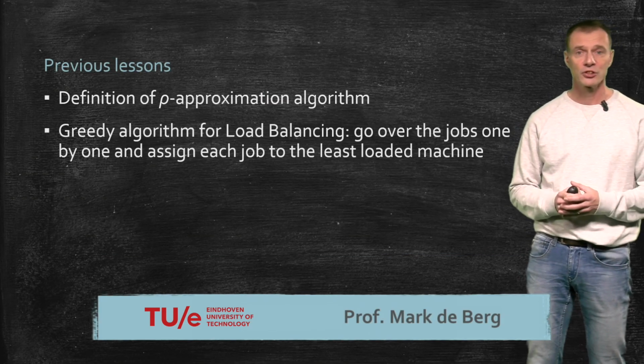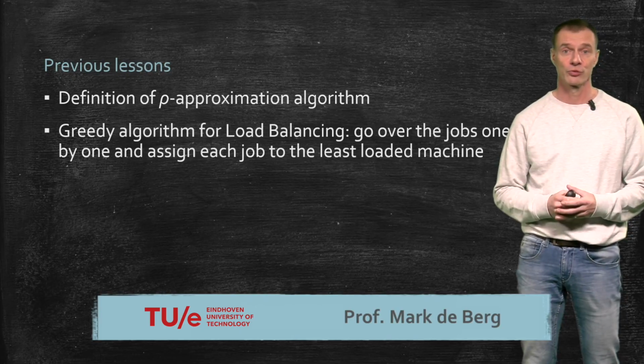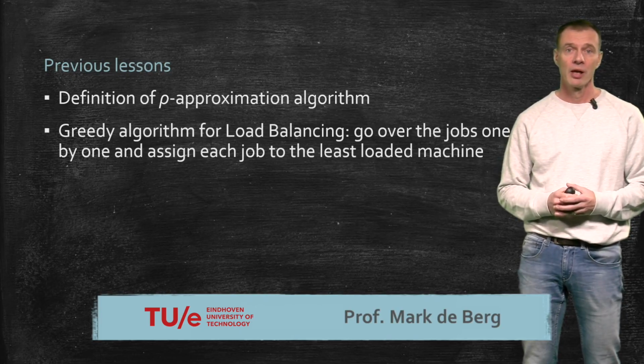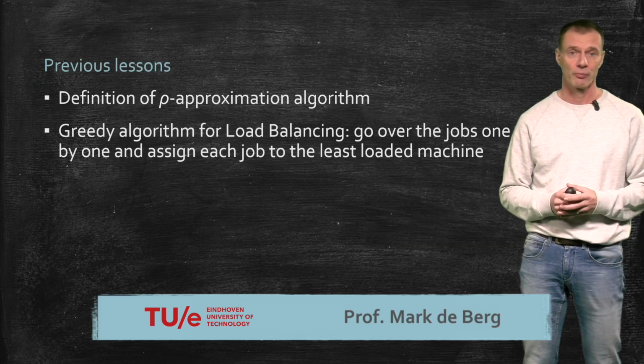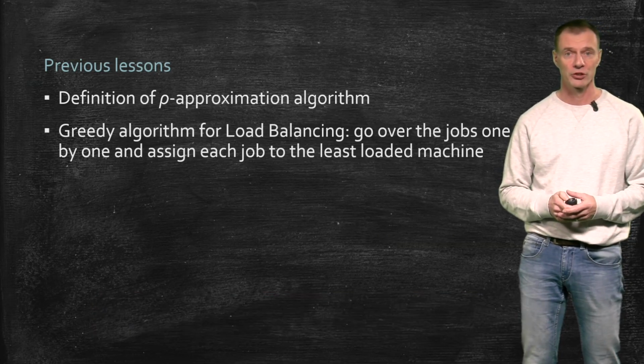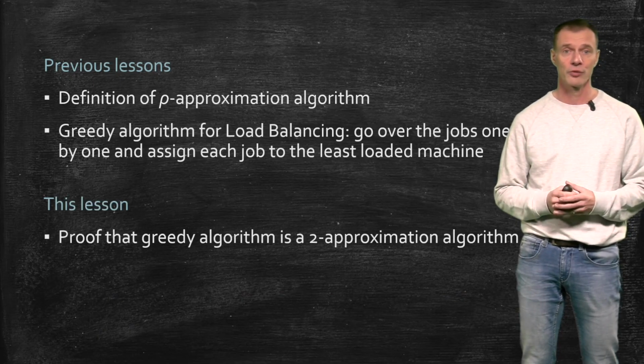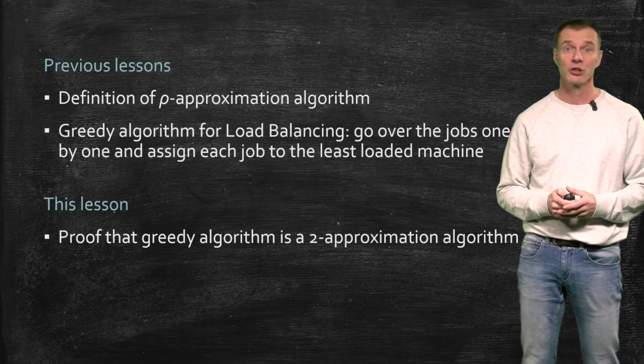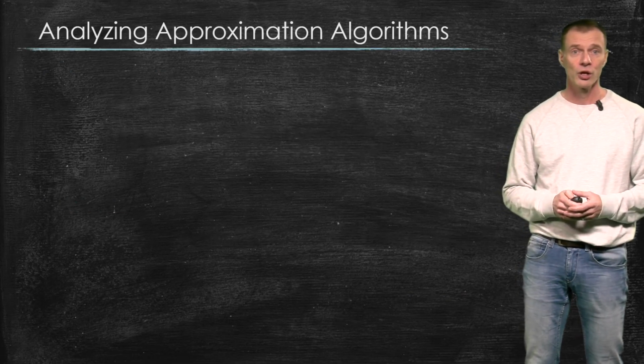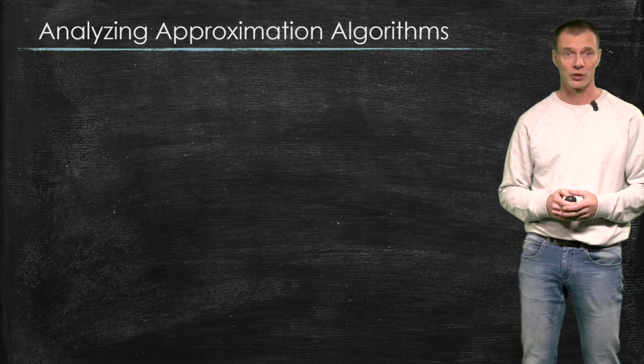In the previous lessons, we looked at the definition of a rho-approximation algorithm, and we looked at the load balancing problem. And we gave a very simple, greedy algorithm for the load balancing problem. In this lesson, we're going to analyze this algorithm and prove that it's actually a two-approximation algorithm. Let's first recall the definition of a rho-approximation algorithm.